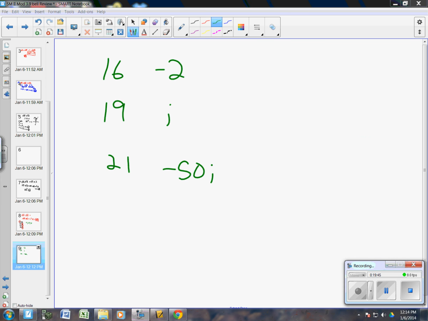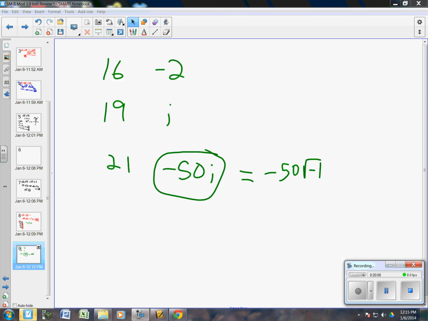Hey guys, someone asked, can I write -50i as -50 times the square root of -1? The answer is yes, it's an equivalent expression, but it is not the simplest form. The simplest form would be to write square root of negative 1 as i. Are there any questions on that one?